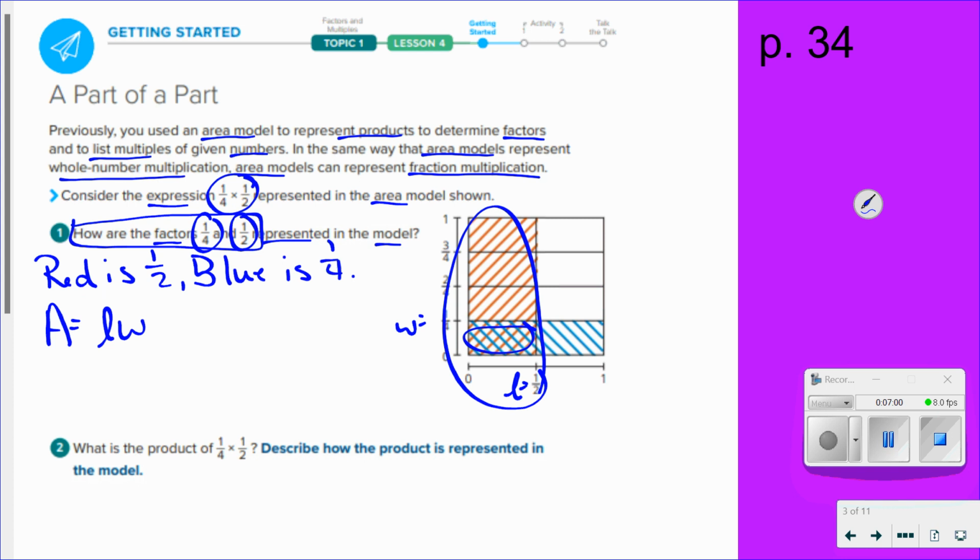Guys, honestly, it doesn't matter as long as you label the two. I could have said this is L and this is W and I'd still be okay. It doesn't really matter because I can turn this on its side, right? Does that mean the length and width changed? No, they're still the same. So it doesn't matter as long as we label them, right?